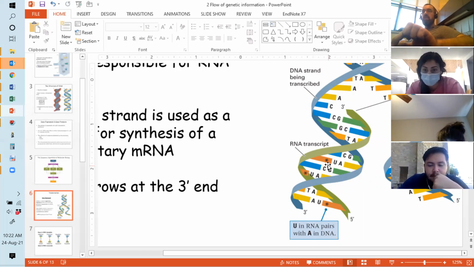Also, you can see in here that RNA has a different base instead of thymine. Normally in DNA, it would be T and A together, or A and T. In RNA, it's going to be U, or uracil, the base that pairs with adenine.